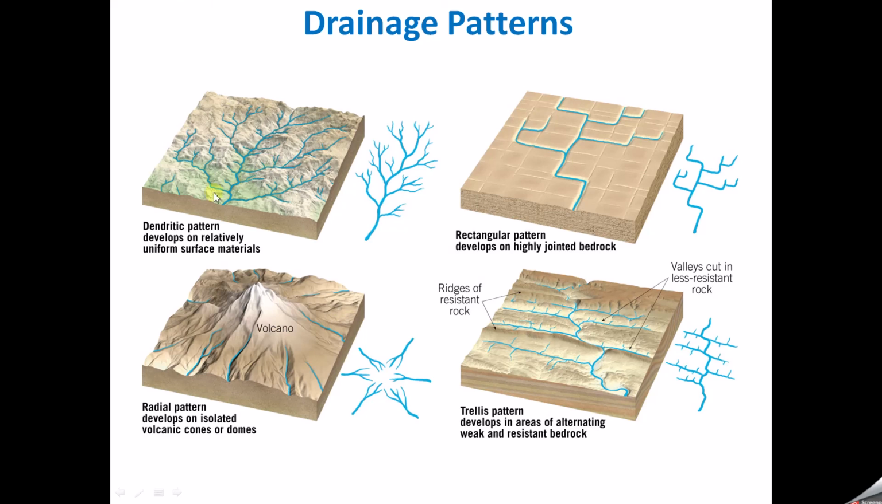Dendritic, uniform rock. Rectangular, you have faults and joints. Radial, you have a domal shape or volcanic cone. Trellis, you have soft and hard layers exposed on the surface.